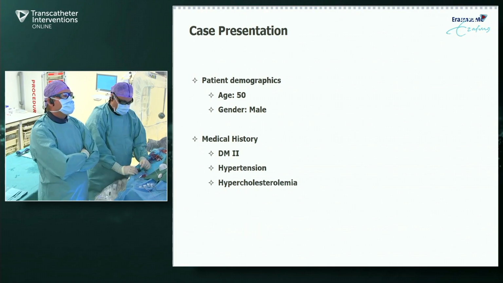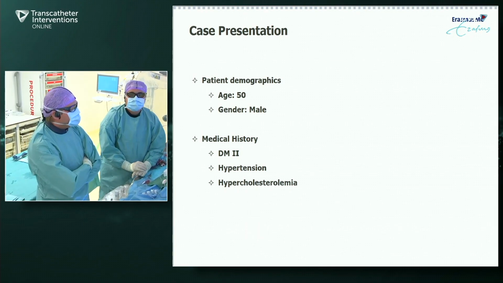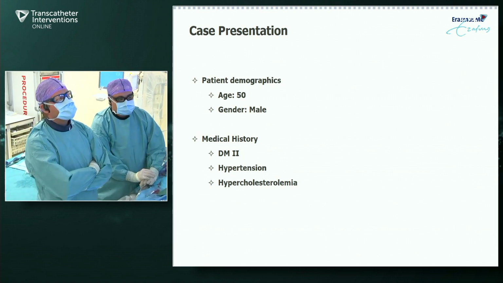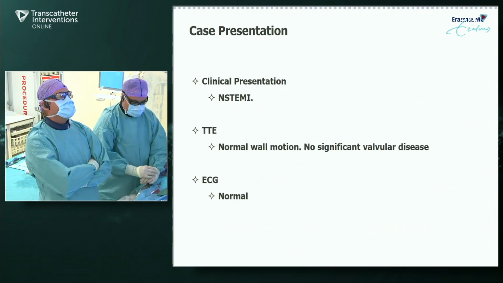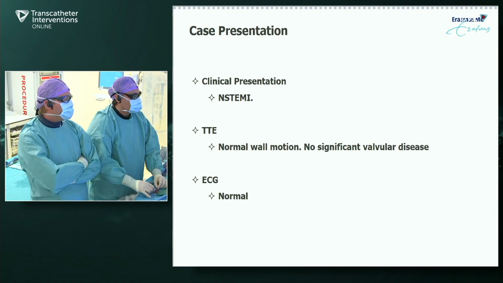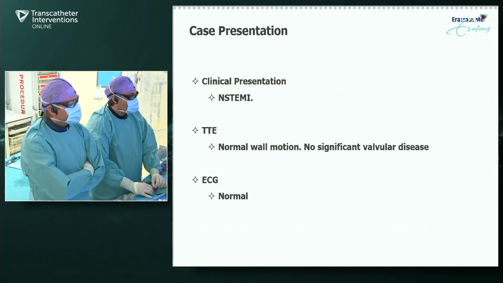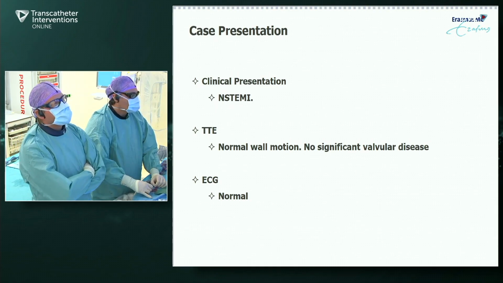The patient is a 50-year-old male who presented not so long ago to our center with a non-STEMI. He's known with vascular disease, diabetes, hypertension, hypercholesterolemia. Like I said, a non-STEMI a couple of weeks ago. He is already known also with coronary artery disease. A CTO of the right has existed for at least 10 years.